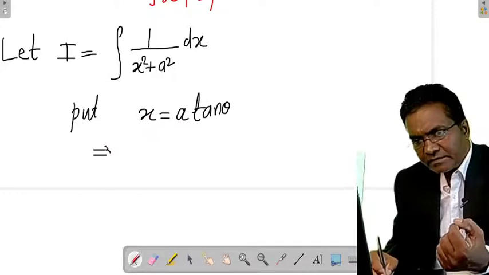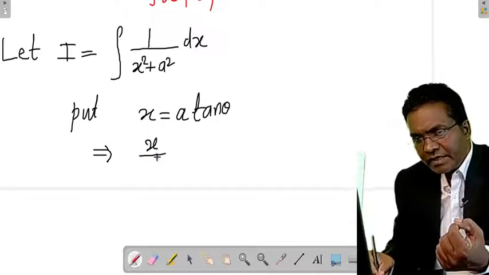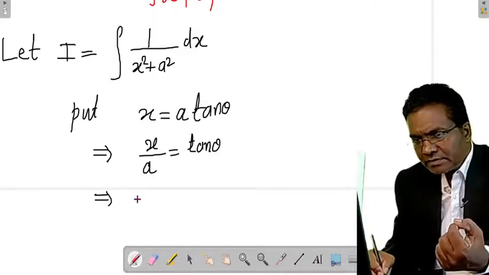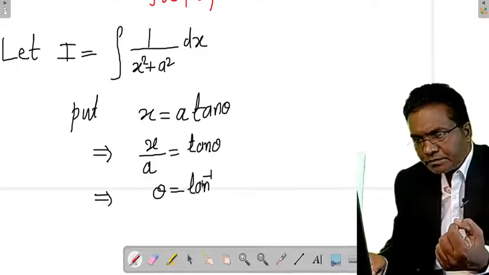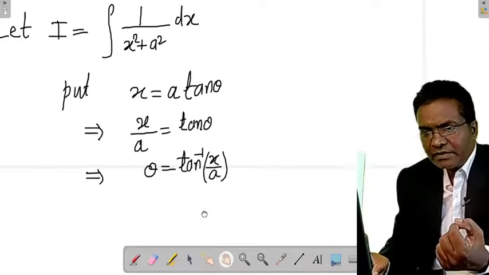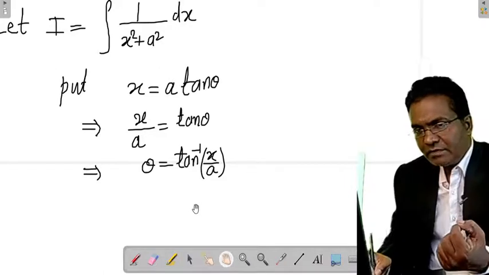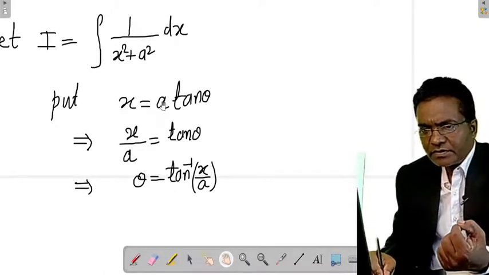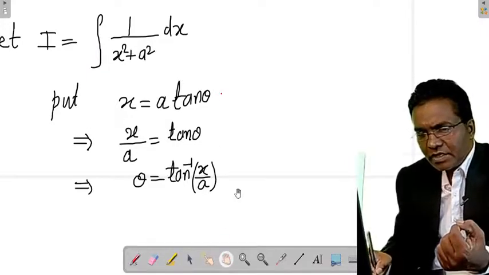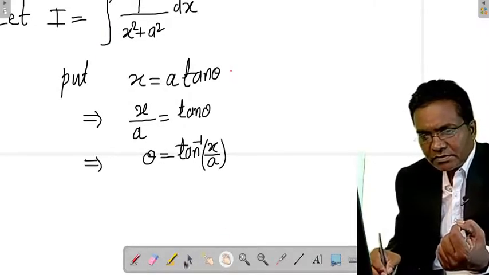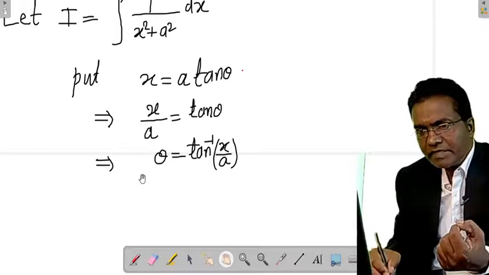So this implies x by a is equals to tan theta, theta is equals to tan inverse of x by a. Now from this, if you differentiate this, I will do it because I need to obtain the value of dx.